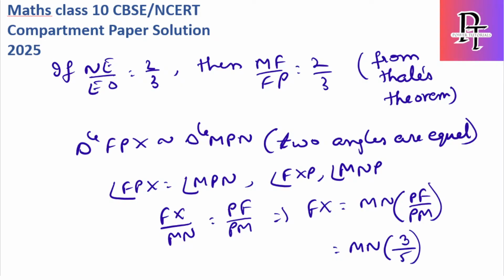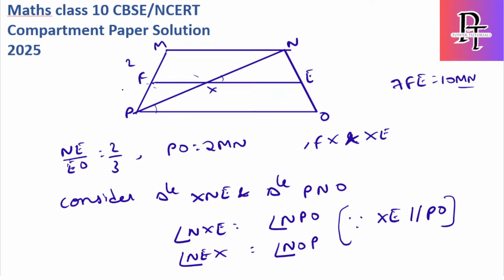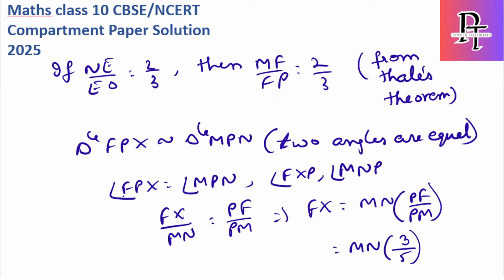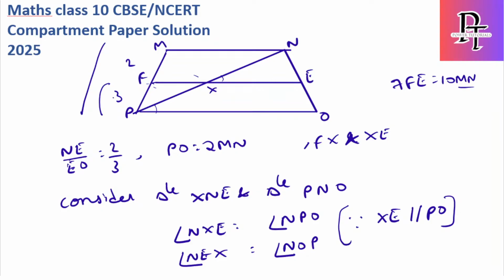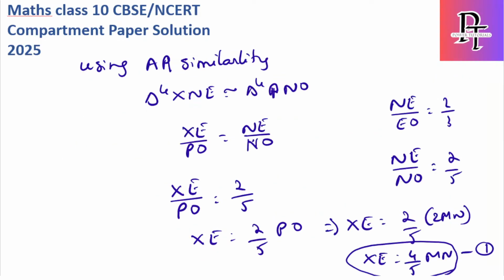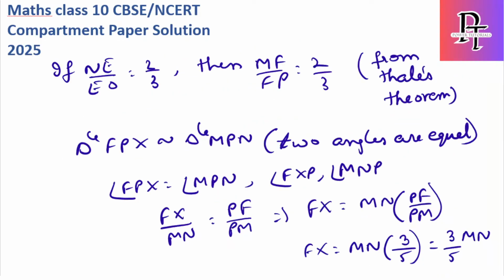Why? I'll just explain again. This is 2, this is 3. I want FP by the whole, so it becomes 3 by the whole, which is 5. So this way it is 3 by 5. So this I can say as 3 by 5 MN. Okay, so I got the FX value, and the same way I got the other value, XE. So just add both the values.